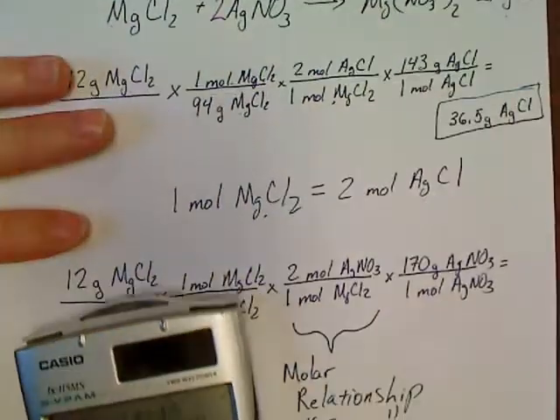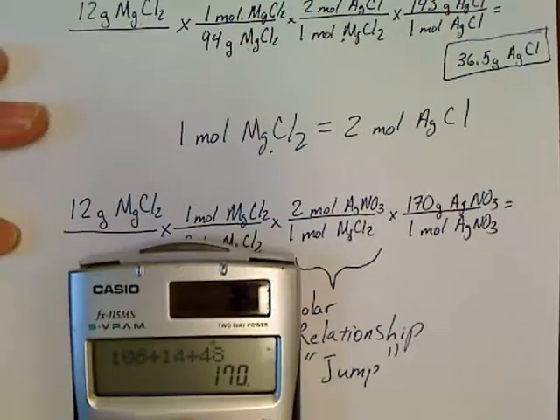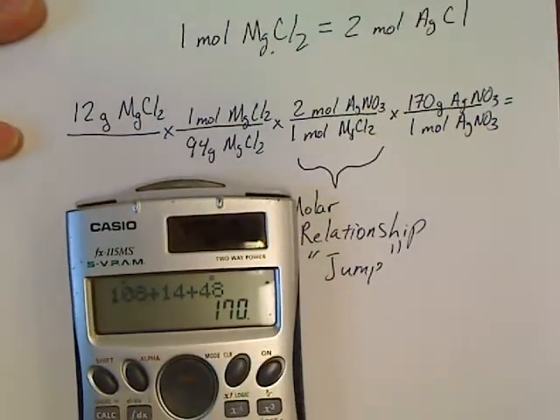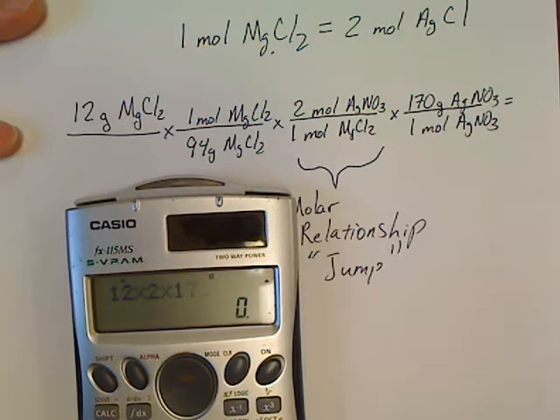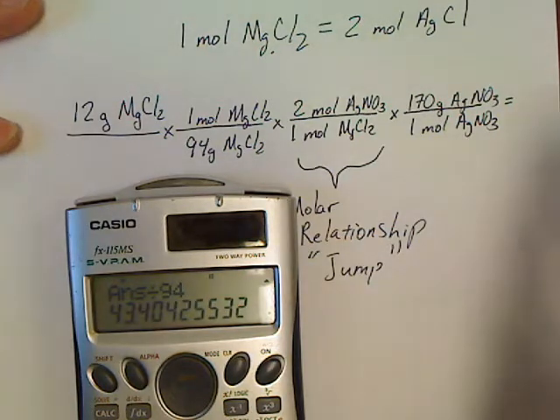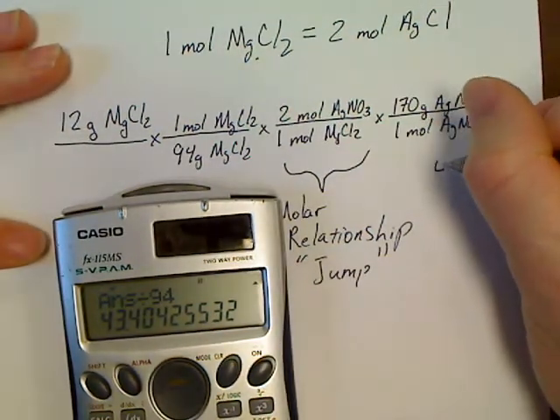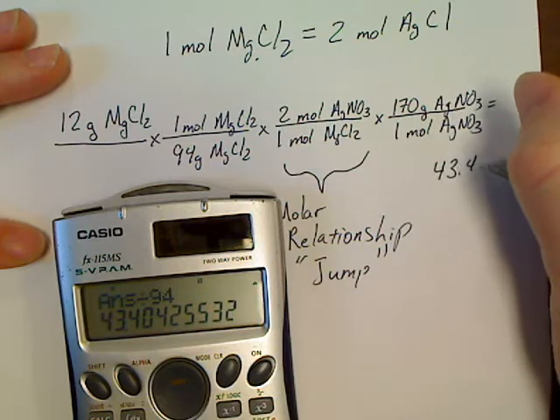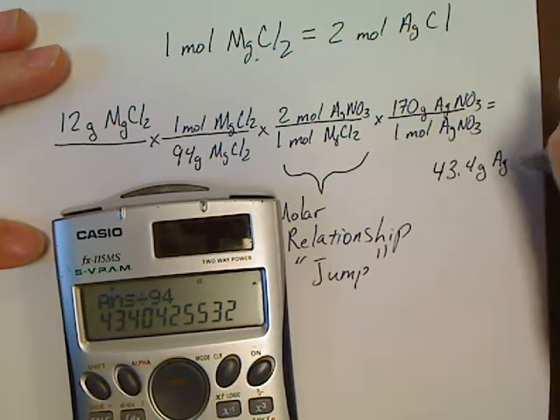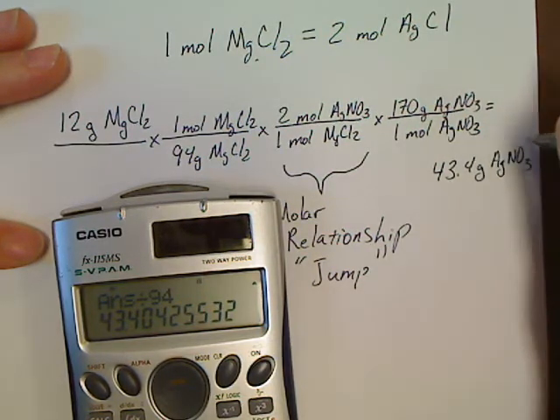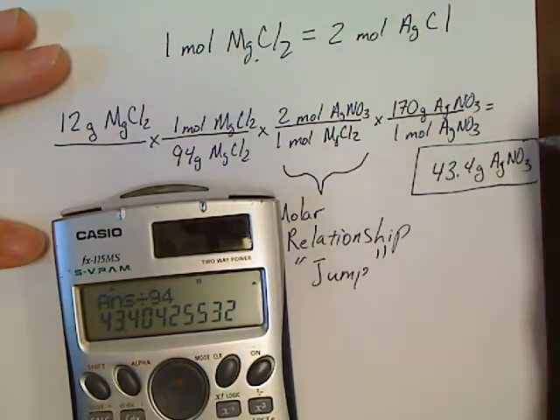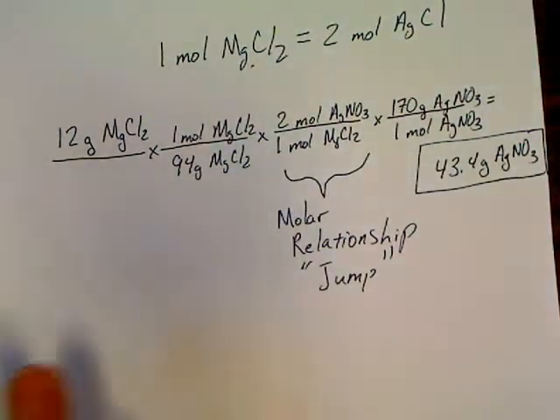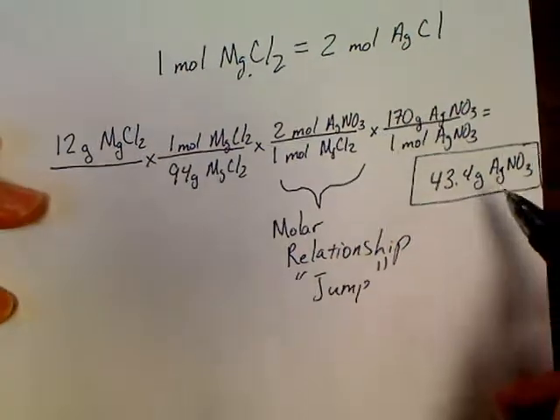Now I'm going to grab my calculator. I'm actually done with this one. So let's see if we can do this. We would have 12 times 2 times 170 for the top, divided by 94 for the bottom, equals 43.4. 43.4 grams of AgNO3. And there we go. That is our answer.